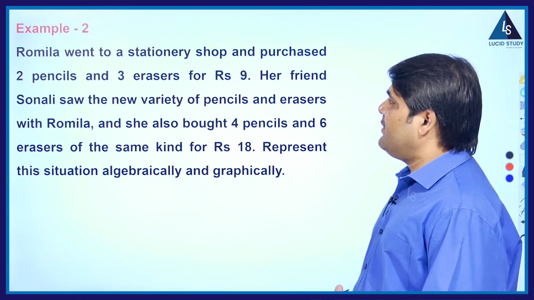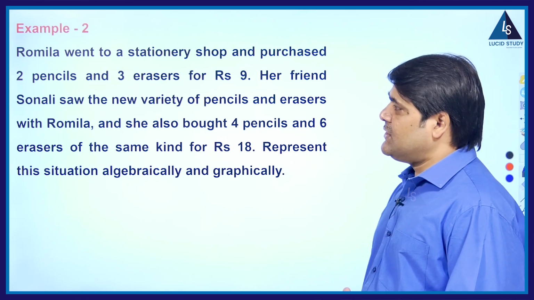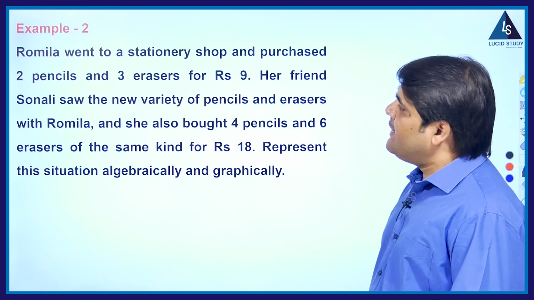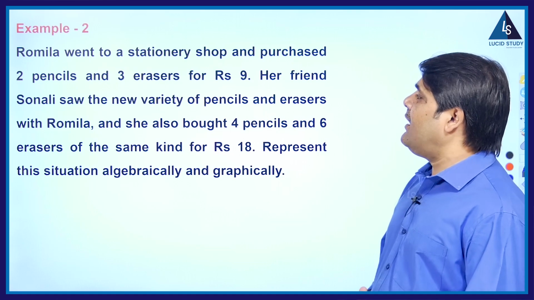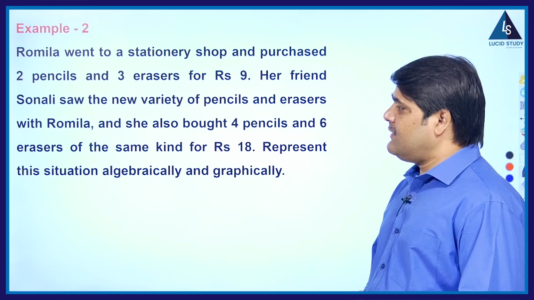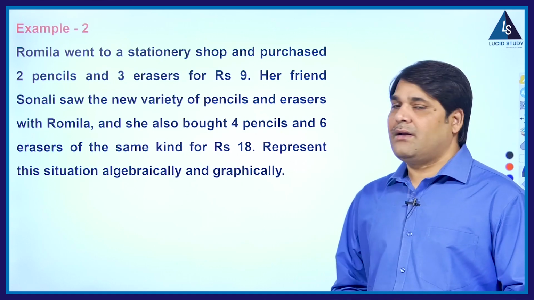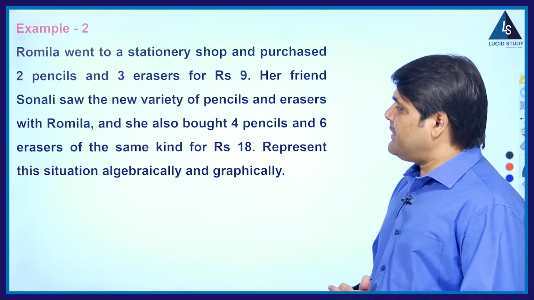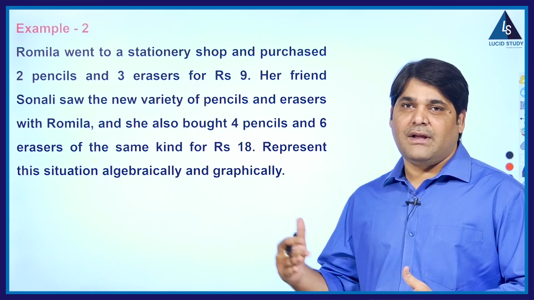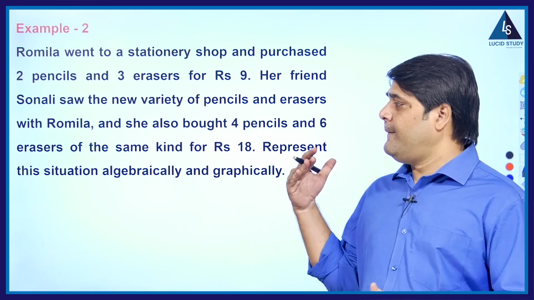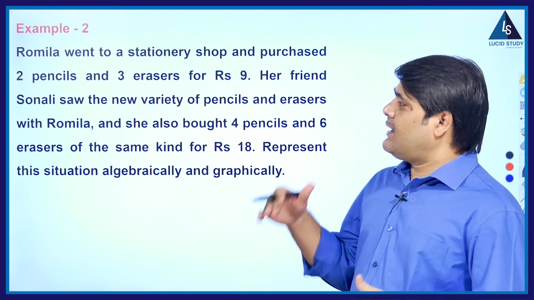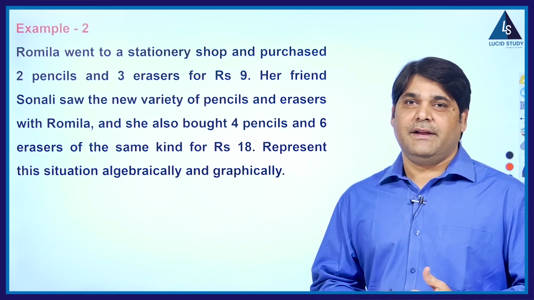Romila went to a stationery shop and purchased 2 pencils and 3 erasers for rupees 9. Her friend Sonali saw the new variety of pencils and erasers with Romila, and she also bought 4 pencils and 6 erasers of the same kind for rupees 18. So represent this situation algebraically and graphically. The graphical part we will see later. So let us see the algebraic part first. Let us convert these situations into a pair of linear equations.